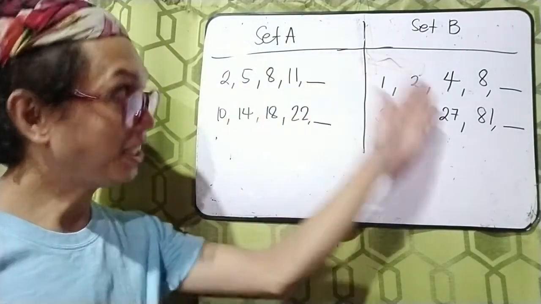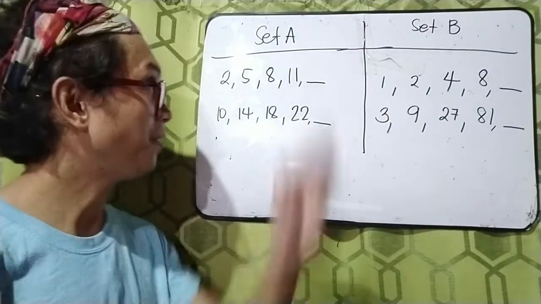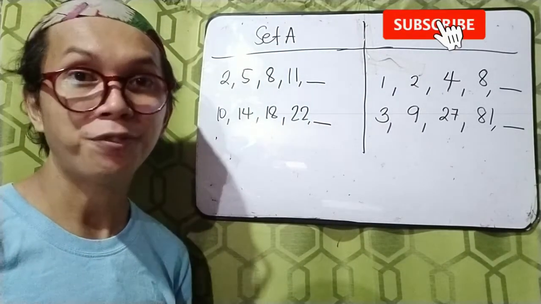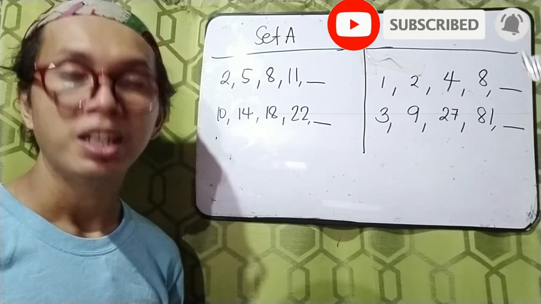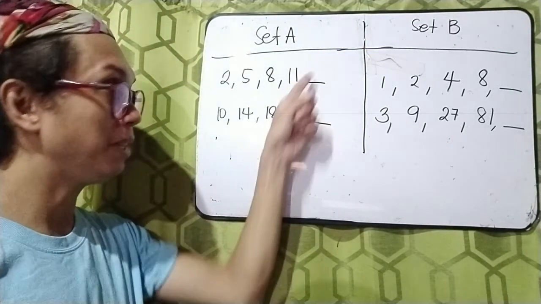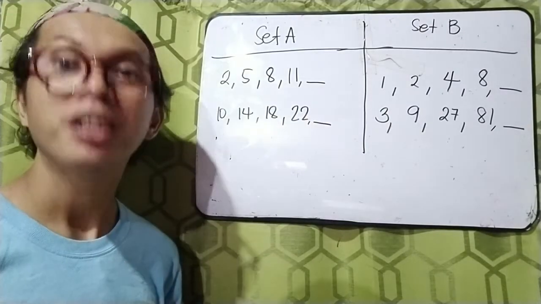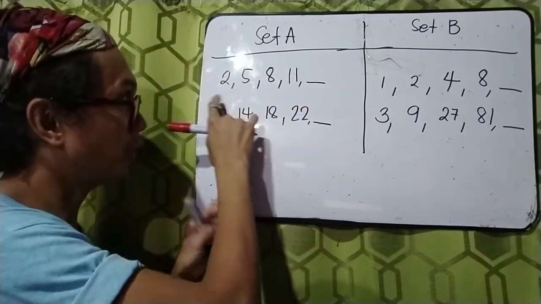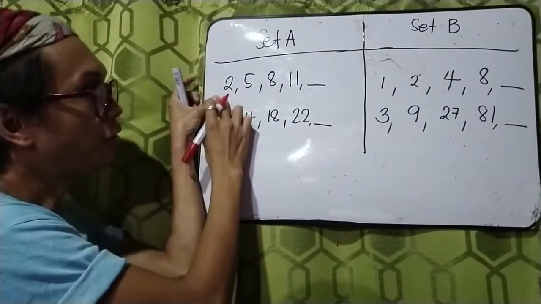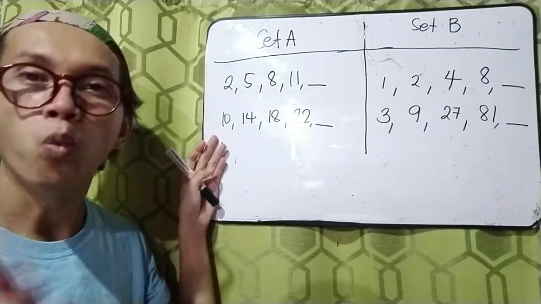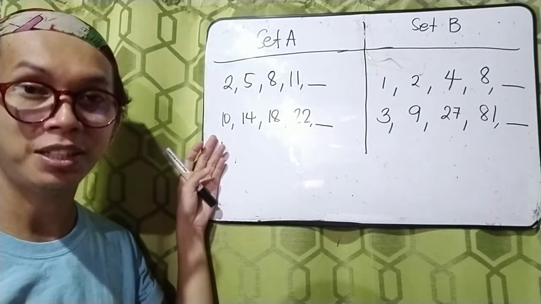Given the two sets of sequences, set A and set B, what do you think is the difference between them? To help us find out, let us first find the missing terms in every sequence. To start with, let's have set A first. So 2, 5, 8, and 11. What do you think is the missing term?